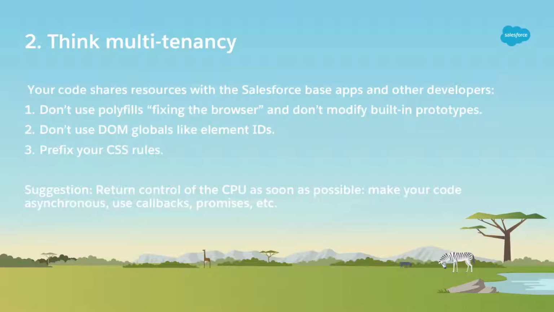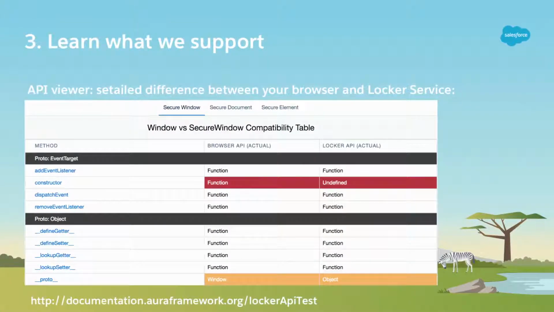Now, we also have a lot of resources you can take a look at for what we support in Locker Service. This is the API viewer. It's like a probe. When you load it in your page, it looks at all of the objects that you have access to, all of the things that the browser is born with, as we call them, the primordials. And it makes a diff between that and what we see in Locker Service when you load that browser. The things that are in red are things that are not supported, that are undefined, and the things in orange are the things that are significantly different. So that's a good resource, and this is the URL where you can access it.